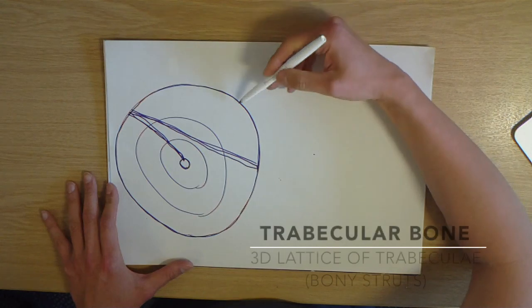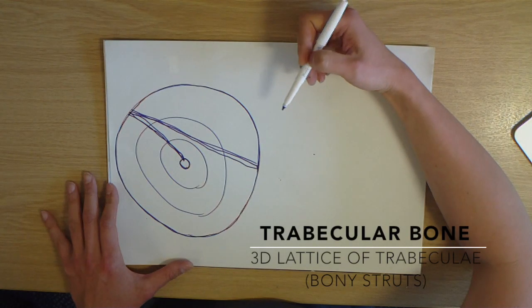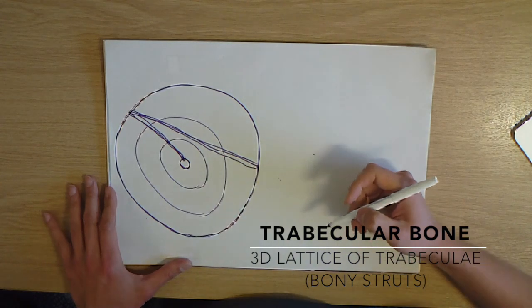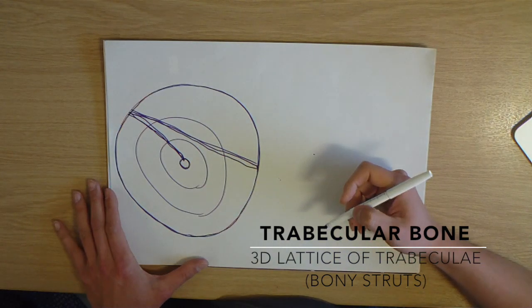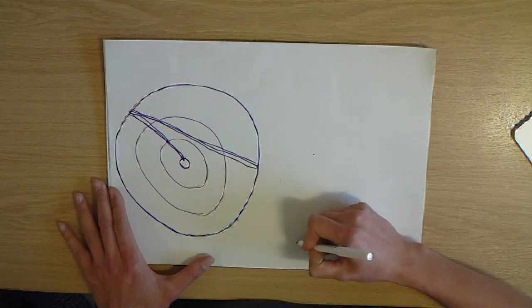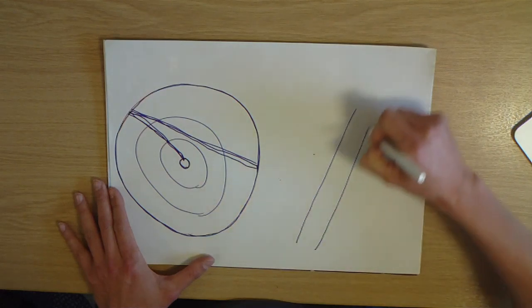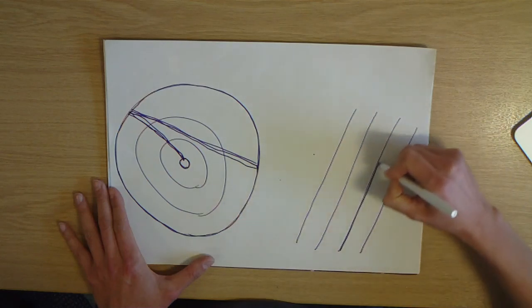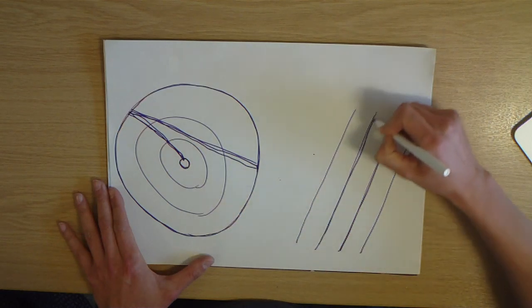If we compare this structure of cortical bone to trabecular bone, we can see that trabecular bone is macroscopically a 3D lattice or network of trabecula. In terms of one of the trabecula, we can see that these are formed by parallel sheets of lamella, and these again are arranged according to lines of stress in the bone.